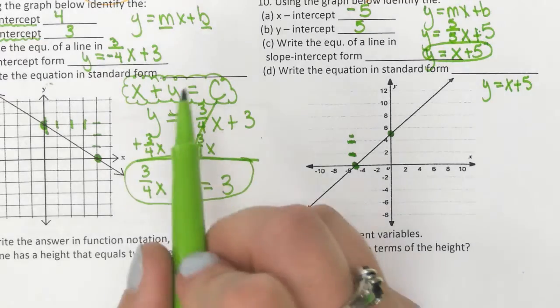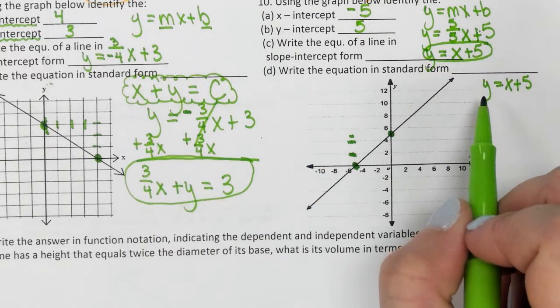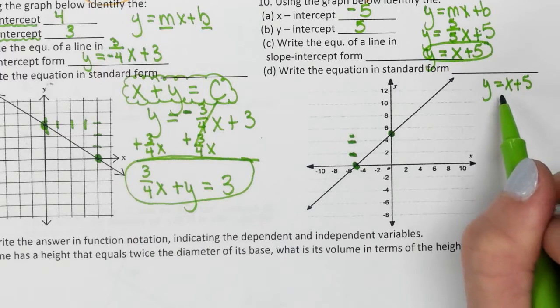What 2 things need to be on the left? X and Y. X and Y, right? Y is already there. What can I do to get X over there? Subtract. There you go.